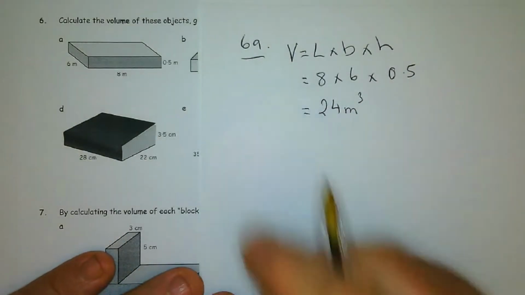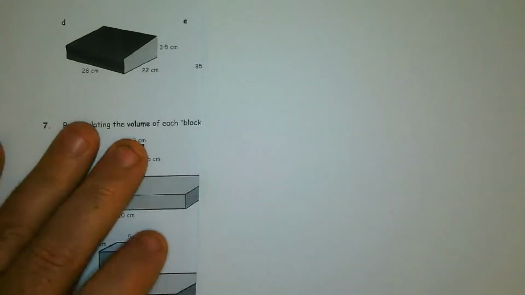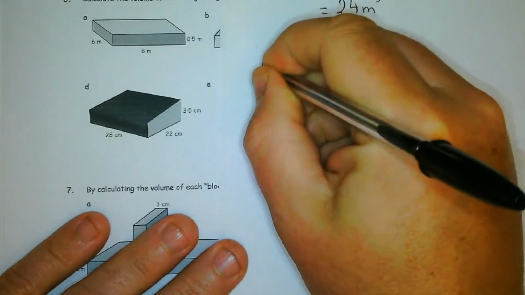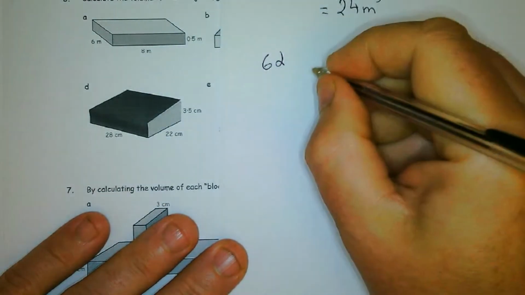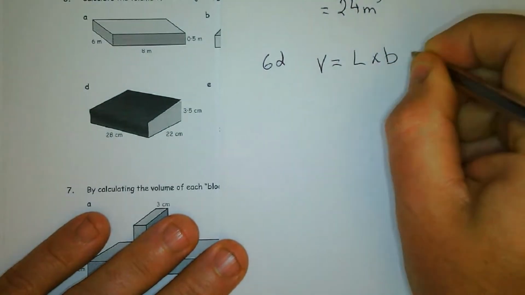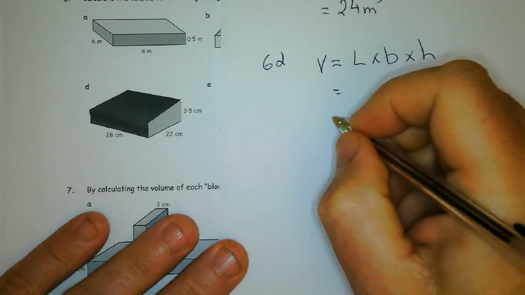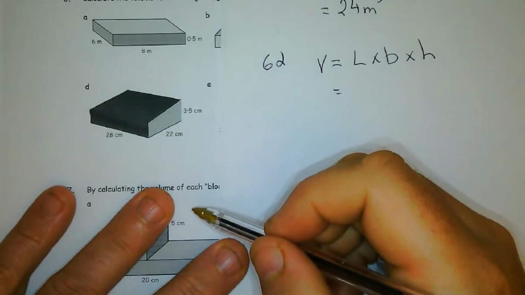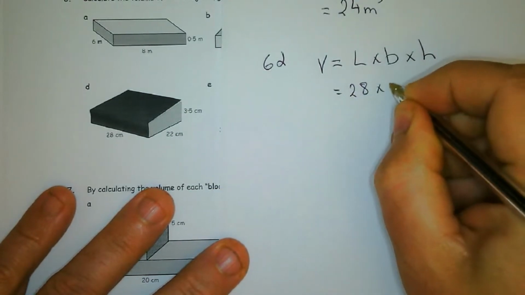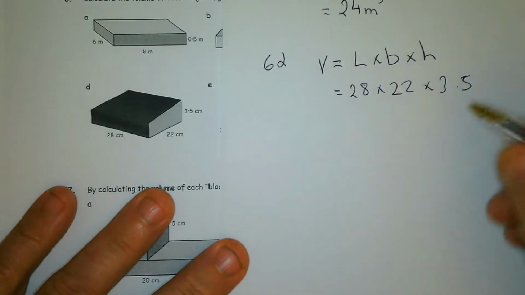Look at 6D. So we'll move up a wee bit. 6D. Again, V equals L times B times H. Dead straightforward. Going to sub my values in, and it doesn't matter what order you put them in, as long as you put the 3 of them in. 28 times 22 times by 3.5.